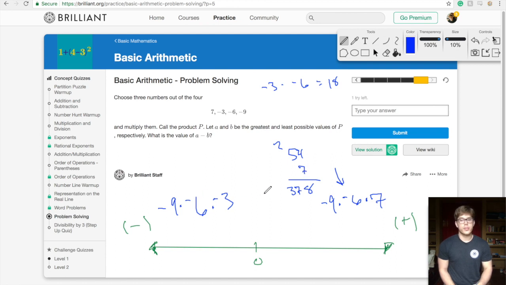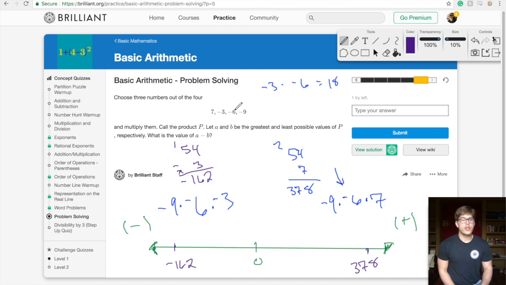And then what is our smallest number? Let's change colors. All right. We have, again, negative 9 times negative 6 is 54. But this time it's multiplied by a negative 3. 3 times 4 is 12. 3 times 5 is 15, plus our 1 is 162. And then don't forget our negative sign. So we're at 162 on the negative side, and then on the positive side we're at a larger 378.